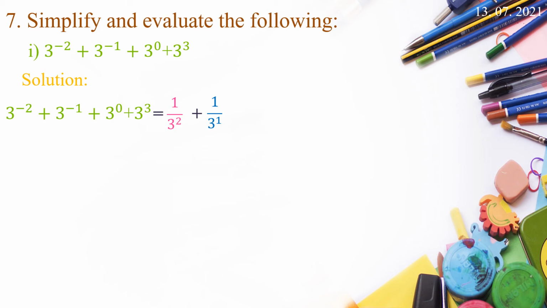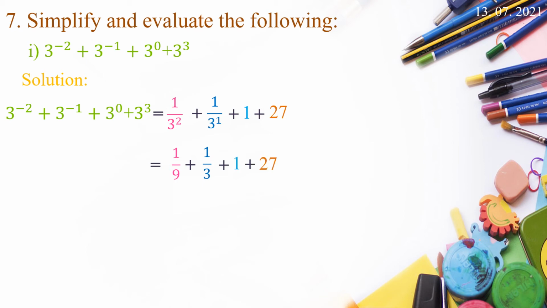We know very well that 3^0 is 1. Likewise, 3 cube is 27. So adding everything, now we have 1 by 3 square plus 1 by 3 power 1 plus 1 plus 27. We have to expand the powers and find the solution. On expanding, we get 1 by 9 plus 1 by 3 plus 1 plus 27.